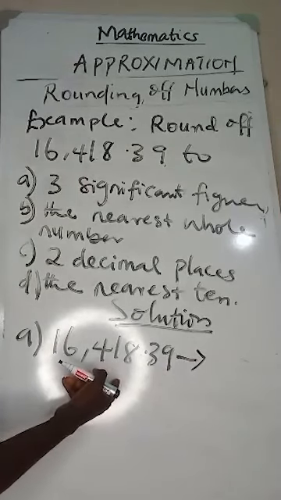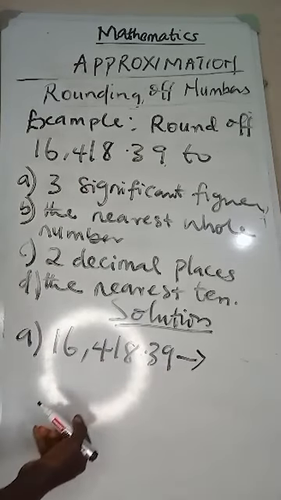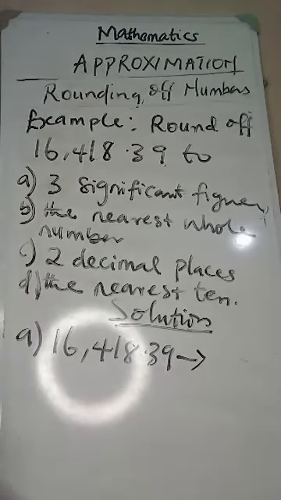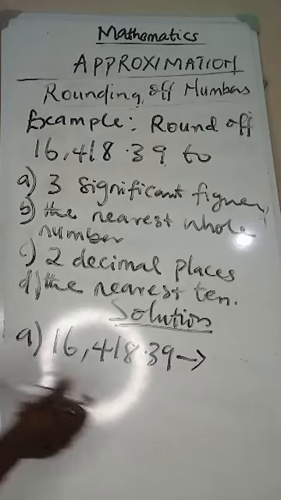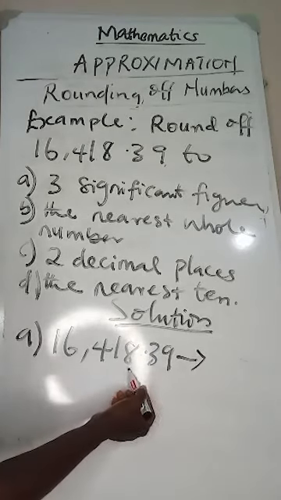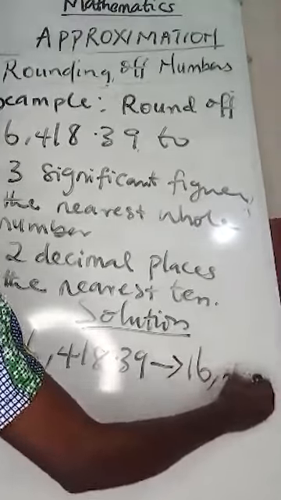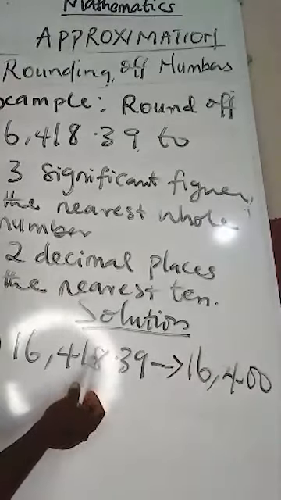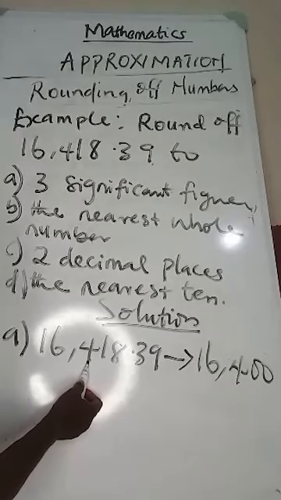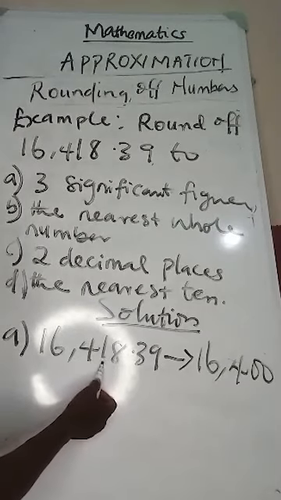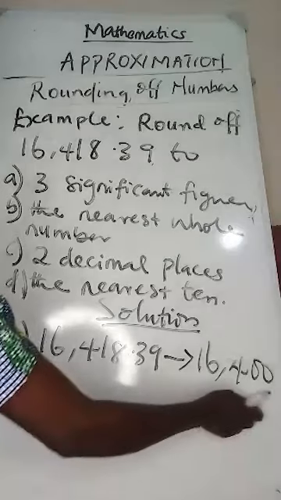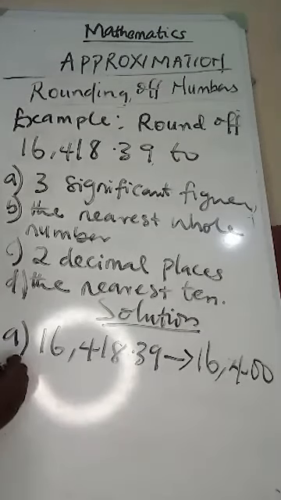In our note we talked about rounding off 0 to 4; we round them down to 0. 5 to 9, we round them up to 1. Here, after the decimal, we are considering this. So our three significant figures is going to be 16,400. The reason is that the 8 is not very close to 4, and the 1 that is close to 4 is not up to 5. So we rounded all to 0, 0.